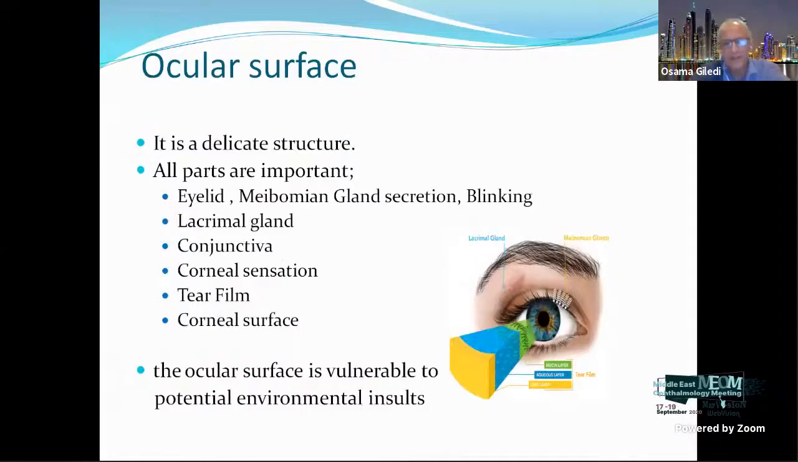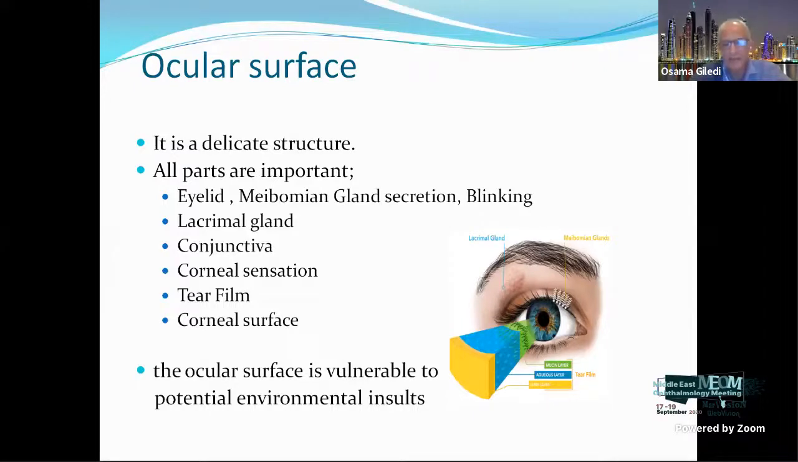The ocular surface in general is very important; there must be a balance between all parts of it, from the lid, blinking of the patient, a healthy lacrimal gland, and conjunctiva. Corneal sensation is very crucial for tear production, stability of the tear film, and the corneal surface. All together, it is important to have a perfect ocular surface.